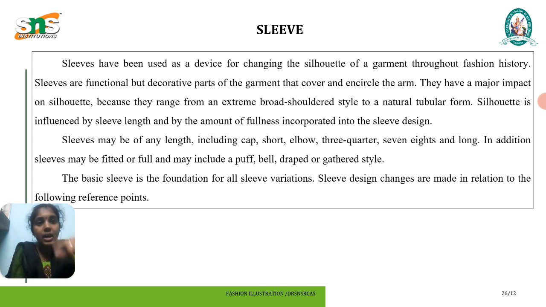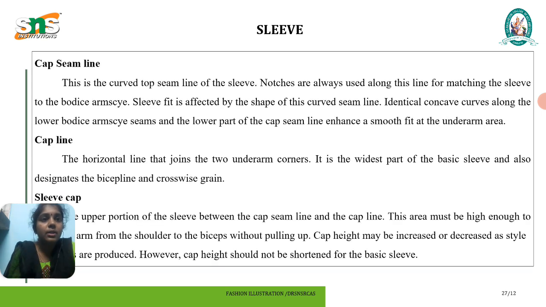The basic sleeve is the foundation of all the sleeve variations. Sleeve design changes are made in relation to the following reference points. The basic sleeve is the first and base foundation for creating different styles of sleeve varieties in a garment. Next we are going to see the reference points we need.